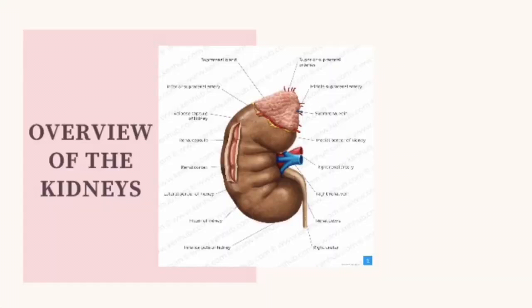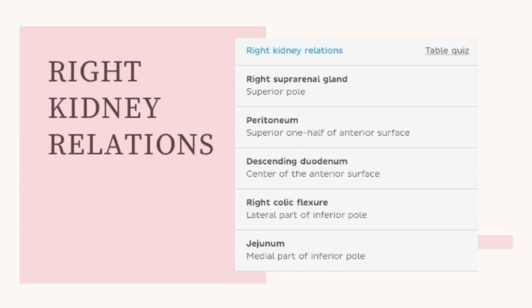So let's proceed to the overview of the kidney. In the right kidney anterior surface, we might see the right suprarenal gland covering the highest portion of the superior pole, and the superior one half of the anterior surface is in contact with the layer of peritoneum that separates it from the liver.